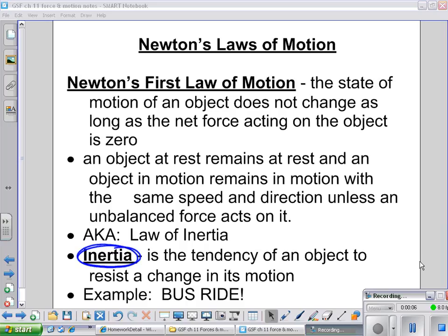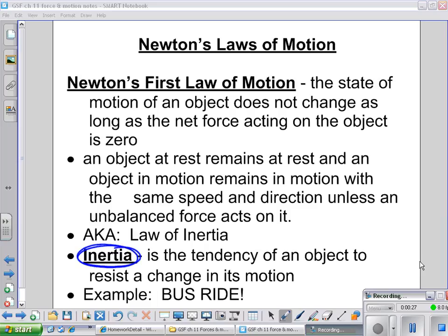Next time. So today in class, you copied this page down talking about Newton's first law of motion. He has three laws, and the first law is also known as the law of inertia. Remember, an object at rest will stay at rest, and an object in motion will stay in motion at the same speed and direction unless an unbalanced force acts on it.